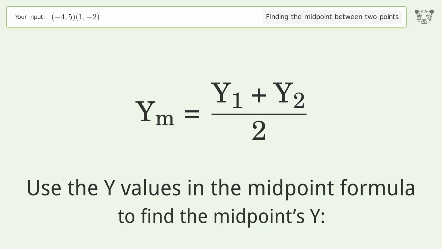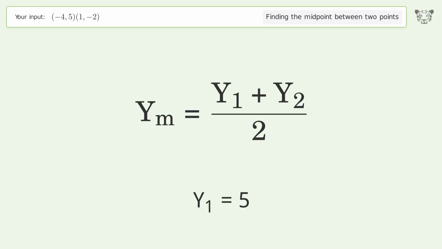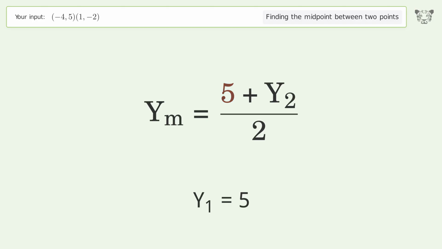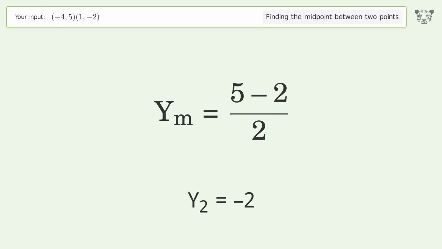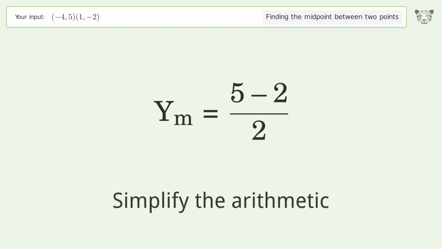Use the y values in the midpoint formula to find the midpoint's y. y1 equals 5. y2 equals negative 2. Simplify the arithmetic.